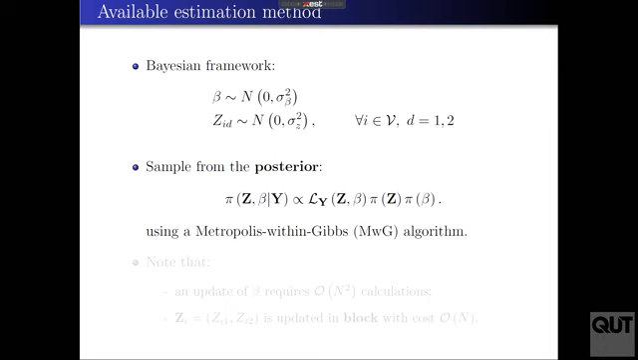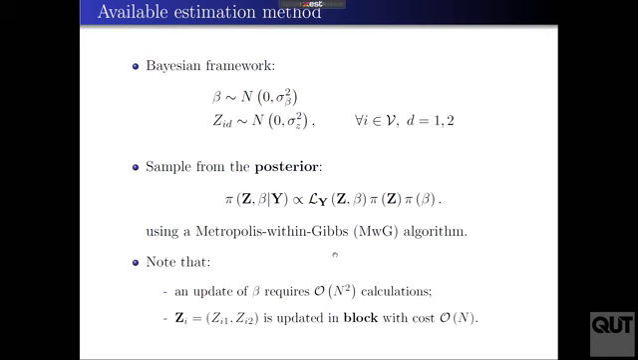So in every step, you update one of the parameters. Now, when you update beta, you need the full likelihood. So that's already an n squared cost you have to evaluate. And when you update the latent position, usually you want to update the two coordinates in block, and still that's a cost of O of n, and you repeat that n times.